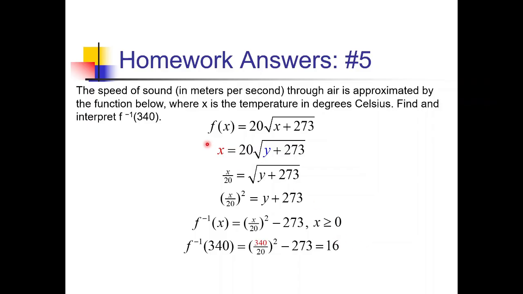So what does that actually mean? In the original function, x was temperature, and the output was speed. That means that the input for the inverse is speed, and the output is temperature. So we're saying that a speed of 340 meters per second is given by an air temperature of 16 degrees Celsius. And I should say meters per second there. Slightly different than miles per hour.